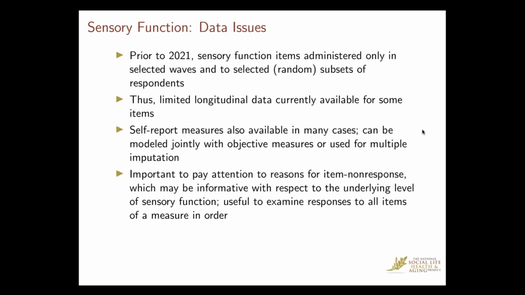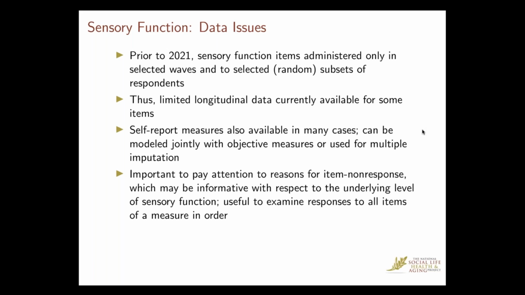As a result, we do have somewhat limited longitudinal data. The richest longitudinal data we have is for olfaction at the moment. However, going forward, our intention is to beef this component up. I would point out that there are a number of self-report measures of sensory function that I think Jay alluded to, in addition to the objective measures, and those can be very helpful, either because you can model them jointly with the objective measures, or you can use them for multiple imputation in persons without the objective measures. So those are definitely worth considering.